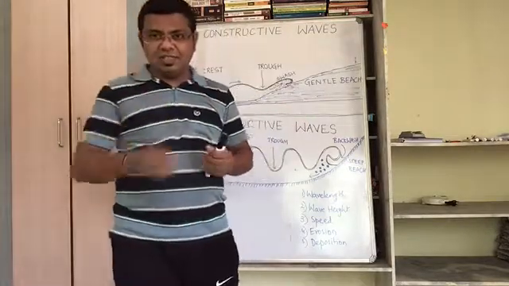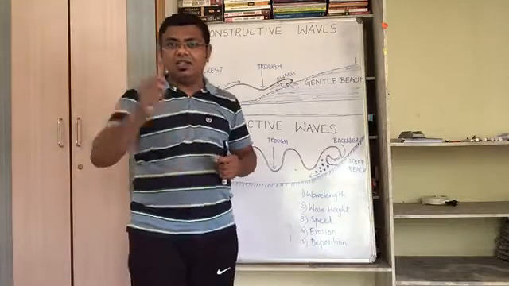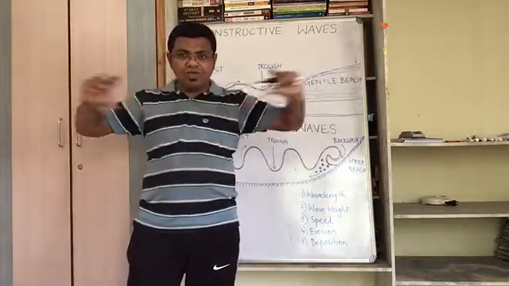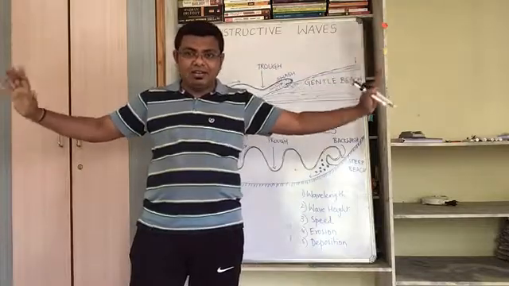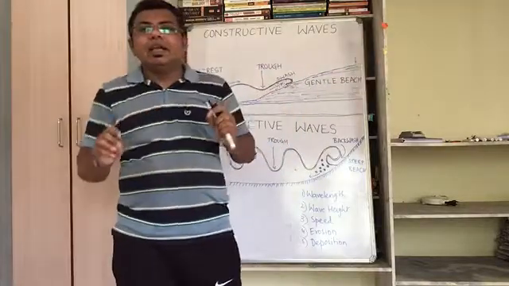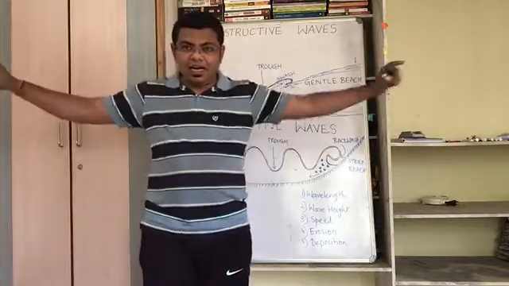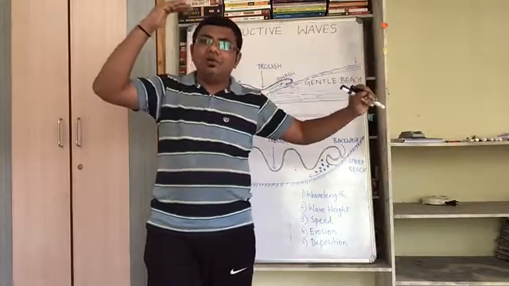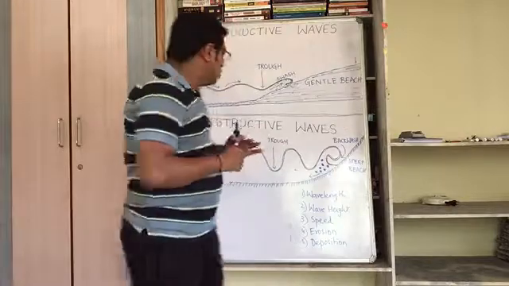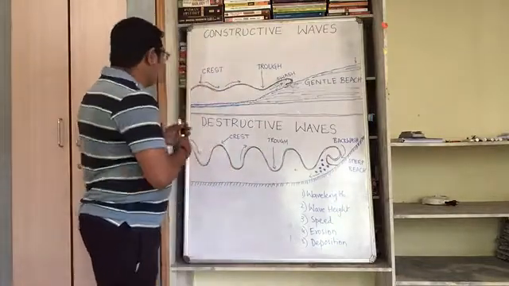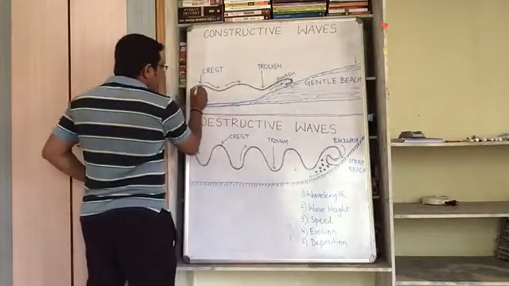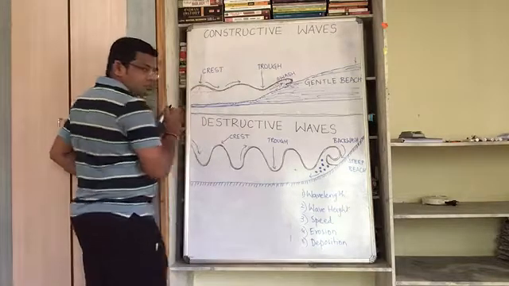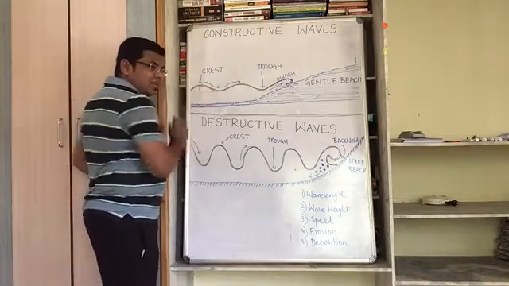Now see the difference between wavelength and wave height. If the waves are moving gently or calmly, then the wavelength is going to be high. And if the wavelength is high, the wave height will reduce. So if we measure the wave height here, you can see the wave height is very less. Right? The wave height is very less.